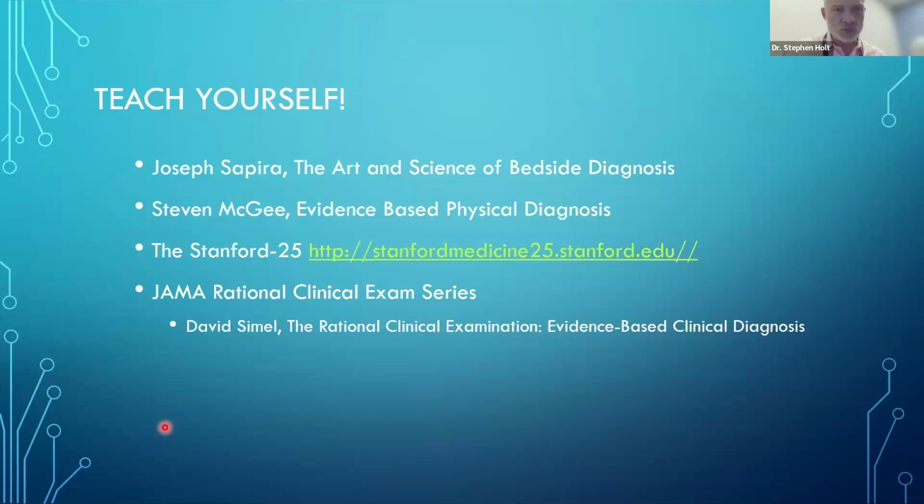These are some great sources that helped me to cultivate my physical exam skills. Stephen McGee's text on evidence-based physical diagnosis, which has been updated by other folks since then, is where I get a lot of the sensitivity, specificity, likelihood ratios, in addition to reading periodic orthopedic literature reviews, where they review the physical exam maneuvers for different musculoskeletal pathology.